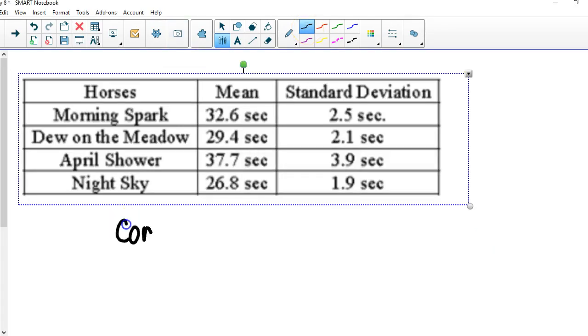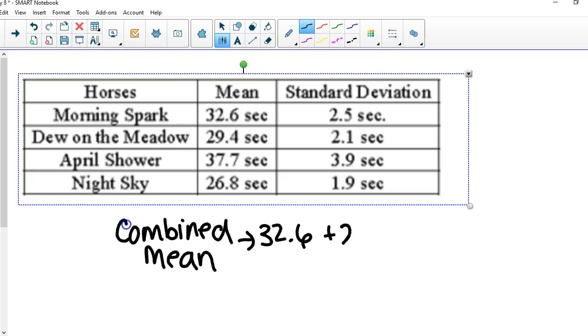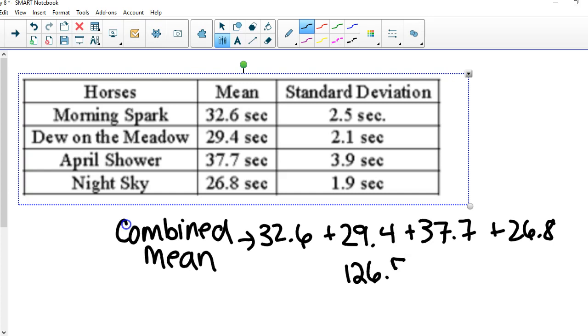The combined mean, I'm just going to add these all up. I'm going to take 32.6 plus 29.4 plus 37.7 plus 26.8. And I'm going to get a combined score of 126.5 seconds. It does not say this, but if it asks you to interpret, you would say, in the long run, we can expect the 4 horses to take about 126.5 seconds to run the race.